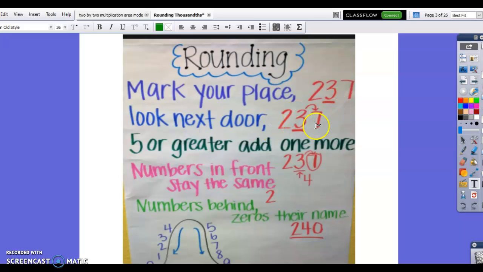You look next door, the 7 is behind, 5 or greater, add 1 more. The number in the front stays the same, 2. And the number 3 would round up to 4. Numbers behind become zeros. And remember, 4 or less, you let it rest. 5 or more, we raise the score 1 more.